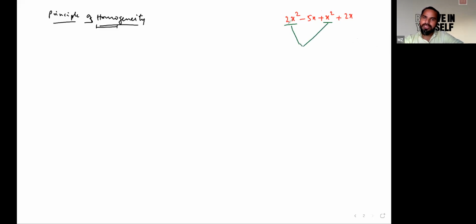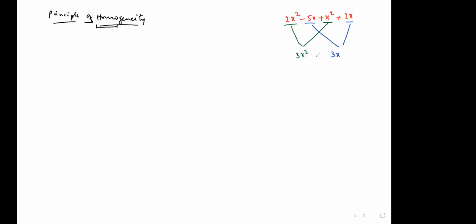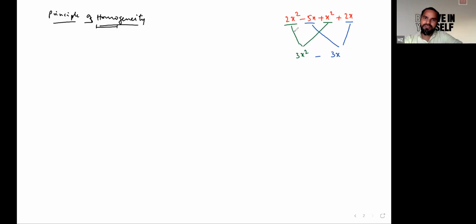So we have 2 as coefficient here and 1 as coefficient here. On adding, it will become 3 times x squared. Similarly, for this part and this part, both containing the same variable x, we can also call them like terms. On solving, we have -5 and +2, so it will be -3x with negative sign. So we have just reduced this expression on the basis of whether it contains like terms or unlike terms.